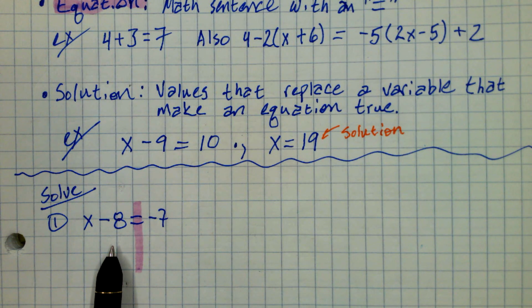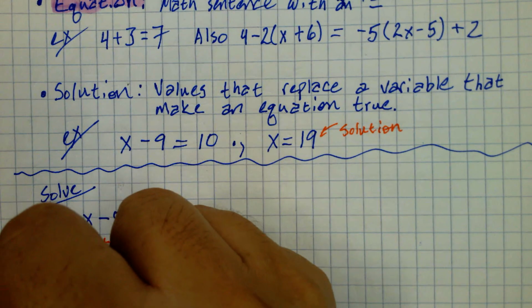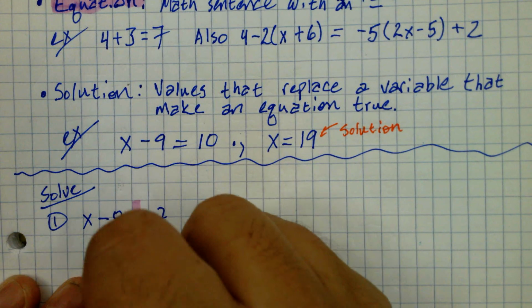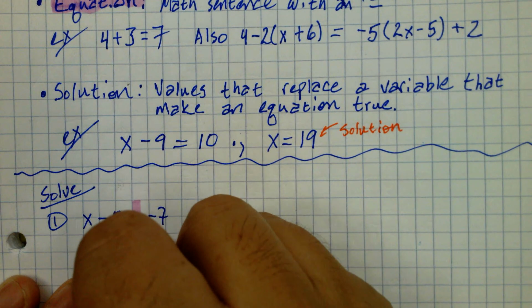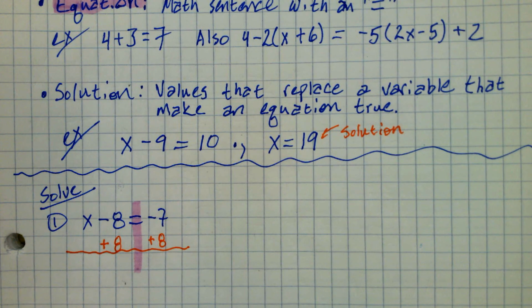Yeah, we have to do the opposite, add 8. So we want to add 8 to both sides. So let's do that. I'm going to think of it as a positive 8. So positive 8 here and positive 8 here. And we'll do the little math operation there. And then let's just kind of go through each step.